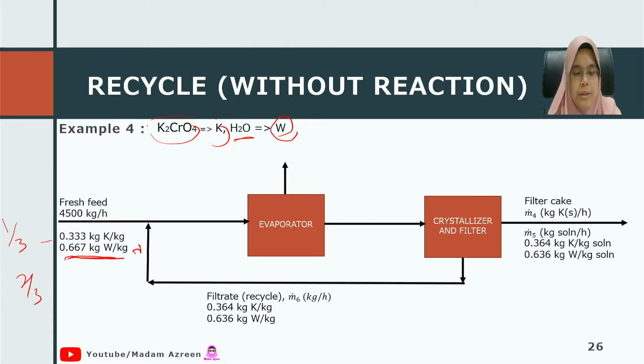Then the question also mentioned the recycle stream having 36.4% of K, and the rest would be water, because this is an aqueous solution of potassium chromate and water. The question also mentioned the same composition of water and potassium chromate being filtered out, and also we have a filter cake.